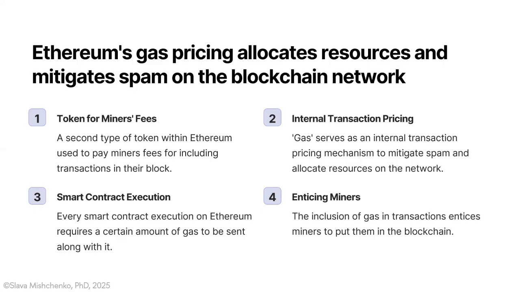And what's particularly clever about the gas system is how it allocates resources. Every operation on Ethereum, whether it's a simple transfer or a complex smart contract execution, requires a specific amount of gas. The more complex the operation, the more gas it needs. Here's an important point I want you to remember: miners are incentivized to include transactions with higher gas prices in their blocks first. It's really a beautiful example of how economic incentives can be used to maintain network efficiency.